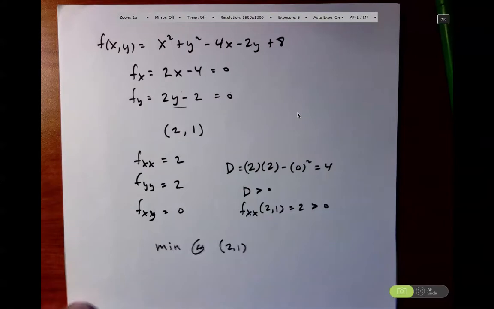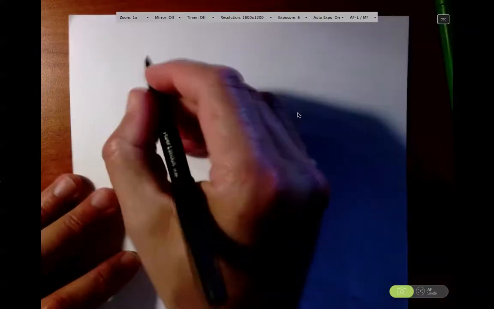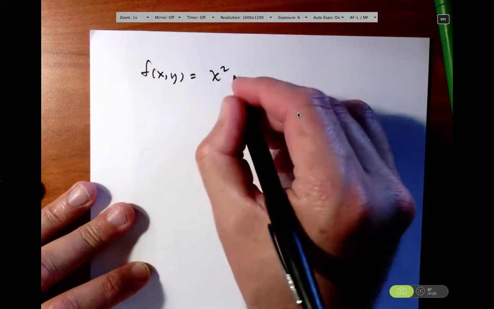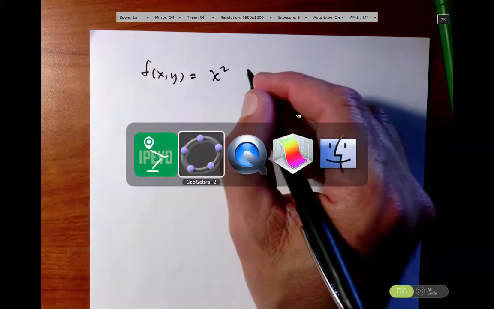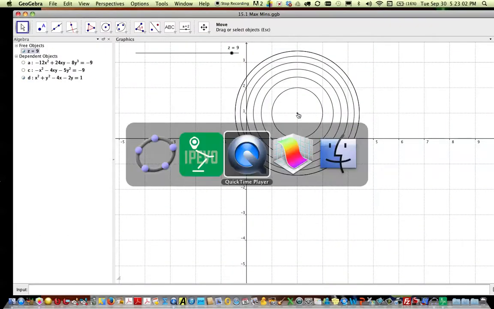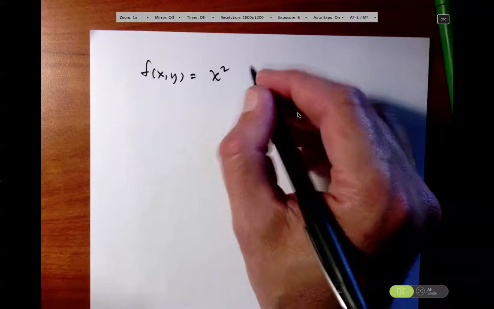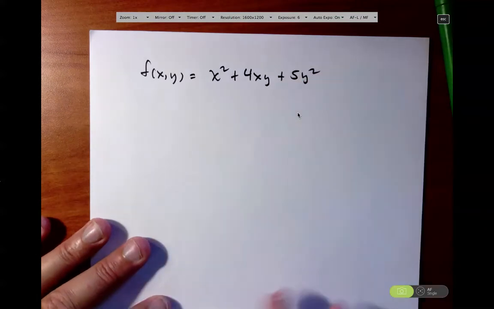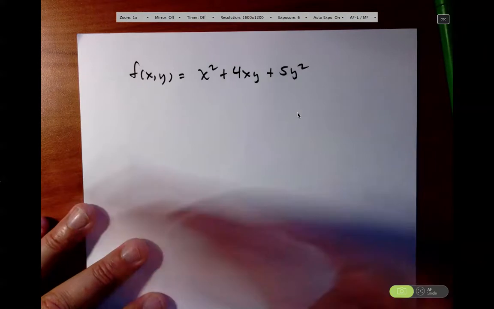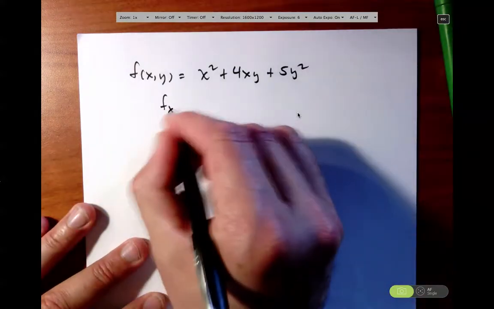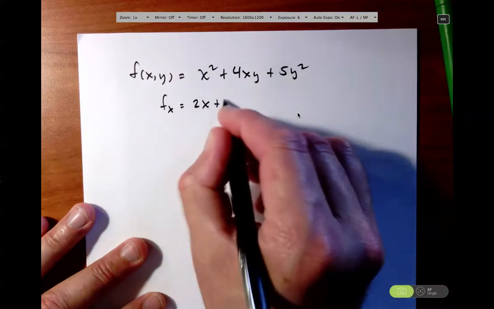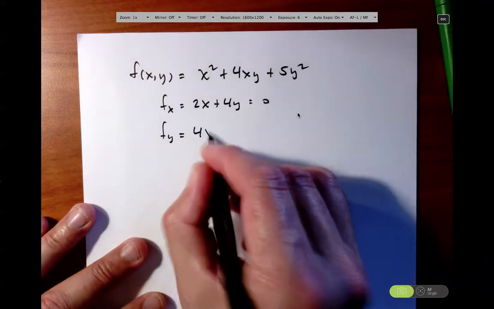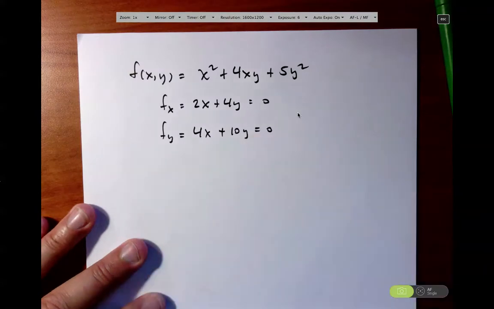I want to take a look at another one, and that was the one that looked like f of x and y equals x squared plus 4xy plus 5y squared, another one that we did in class. First of all, we want to find out where the critical points are. So find fx. fx is 2x plus 4y. We want that to be 0. fy is going to be 4x plus 10y. We want that to be equal to 0.